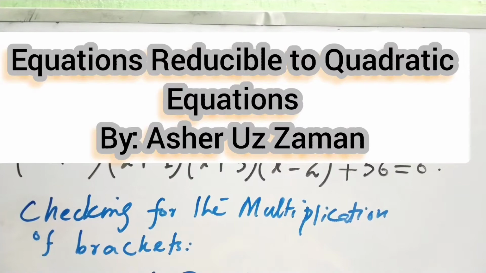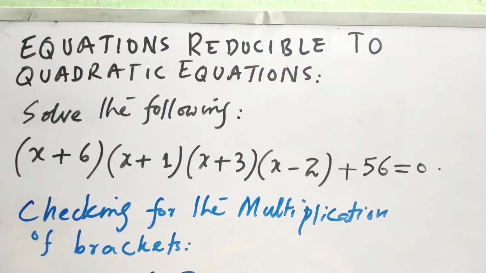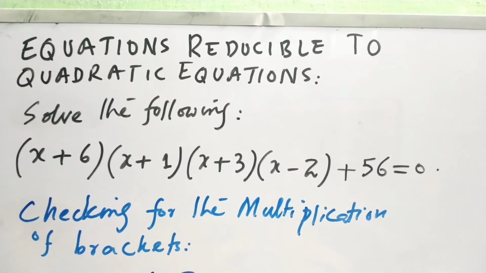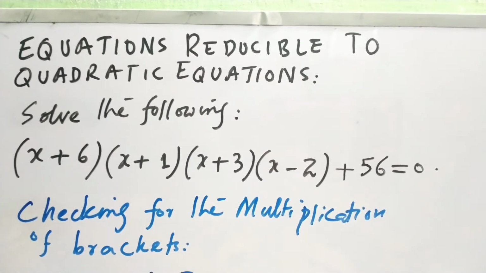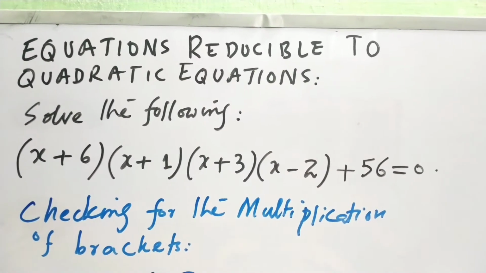Continuing the equations reducible to quadratic equations, solve the following: (x + 6)(x + 1)(x + 3)(x - 2) + 56 = 0.